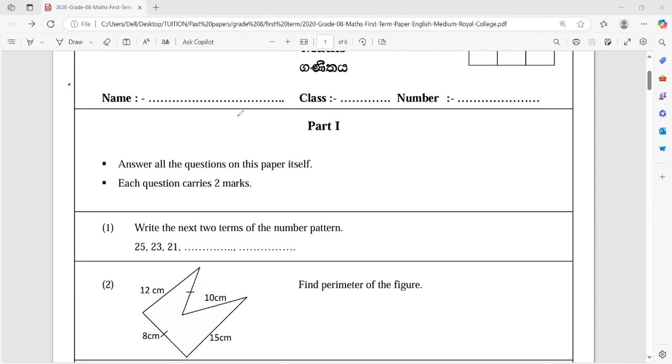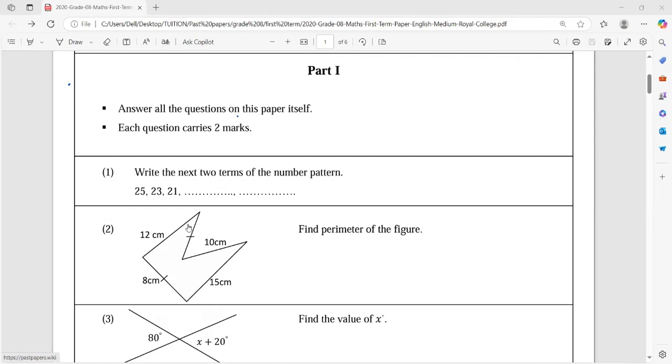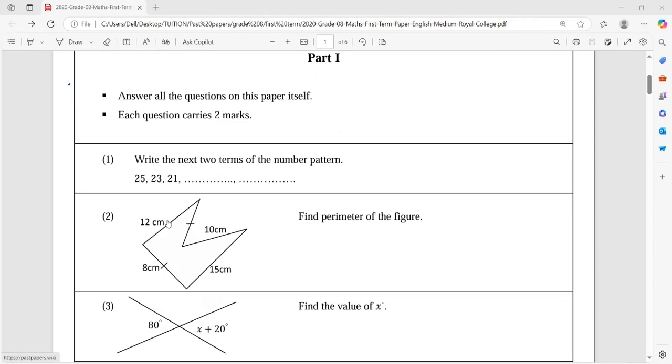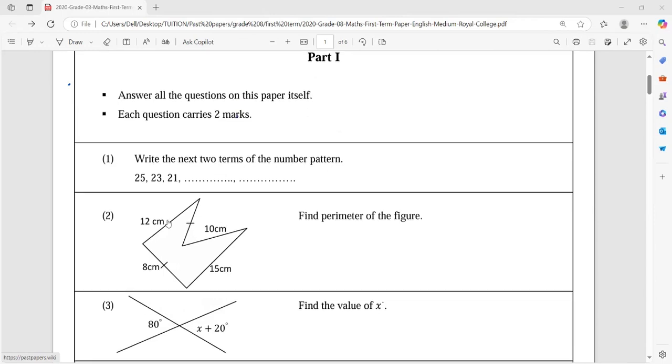And also I hope to cover some theory parts that are required to solve the problems in this paper. So let's start with part 1.